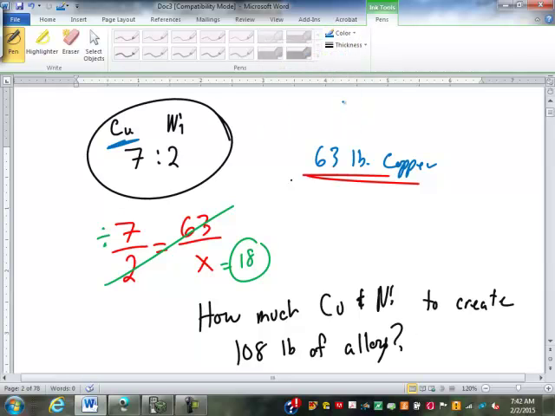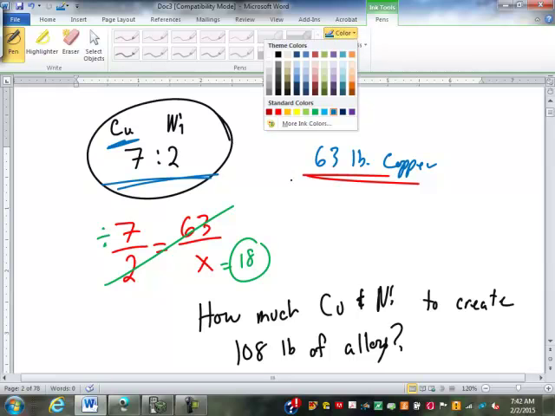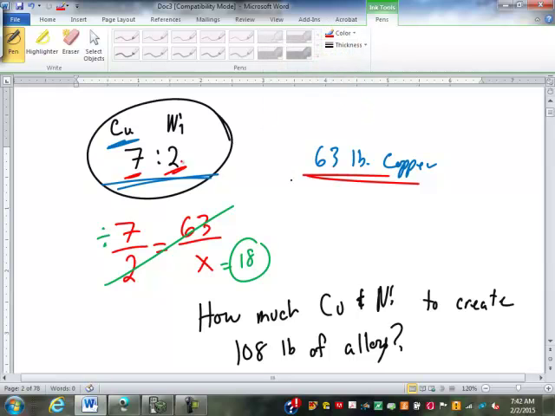If I have to maintain that 7 to 2 ratio of copper to nickel, I need a total of 108 pounds. All right. Well, which one of these numbers represents the total? Trick question. Neither one of them does. Neither one, the 7 or the 2, is representing a total here. The 108 represents the total. Right. So how do I find a total?